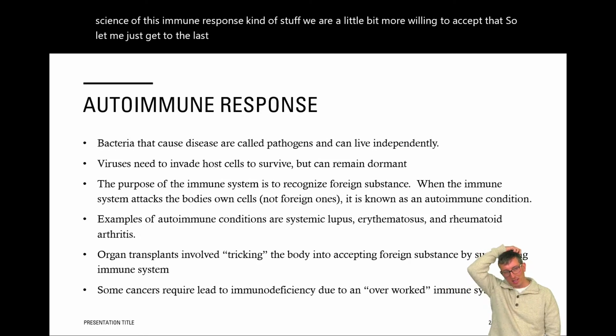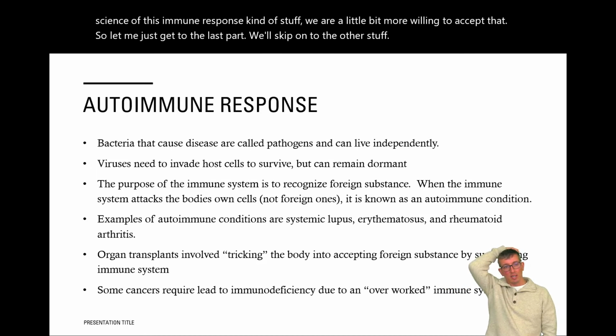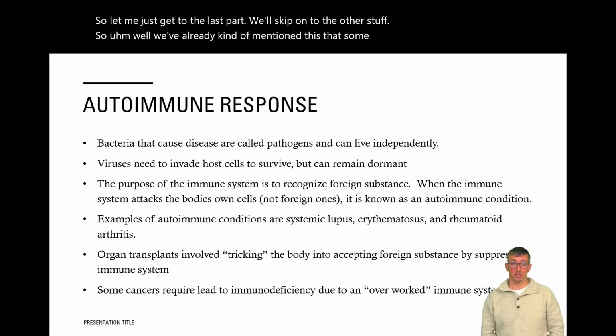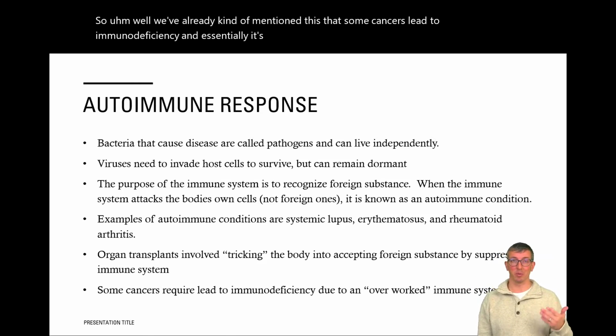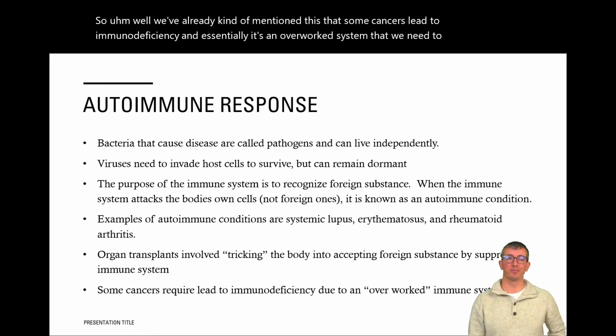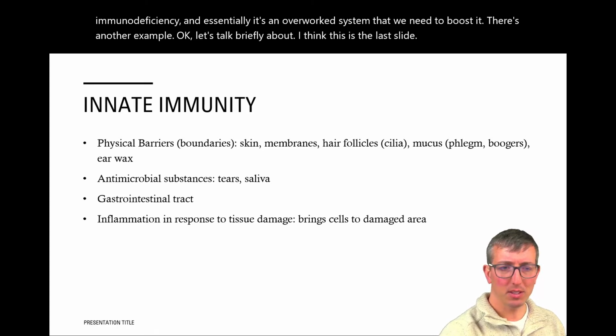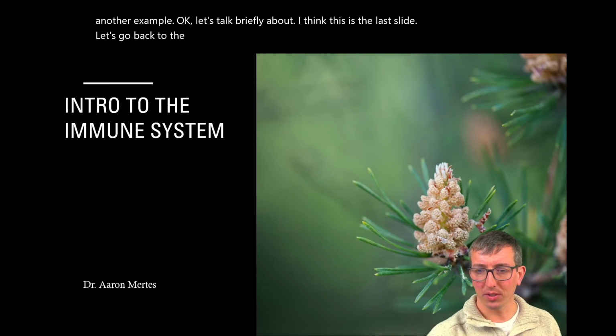We'll skip on to the other stuff. So, well, we've already kind of mentioned this, that some cancers lead to immunodeficiency, and essentially it's an overworked system and we need to boost it. This is another example. Okay, let's talk briefly about, I think this is the last slide. Let's go back to the beginning and we'll do this.